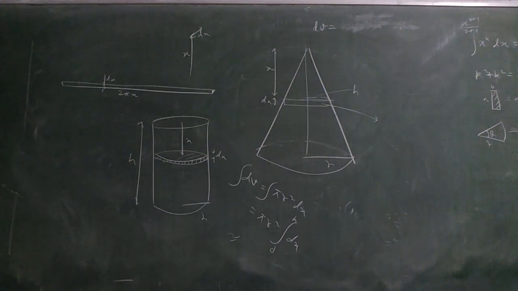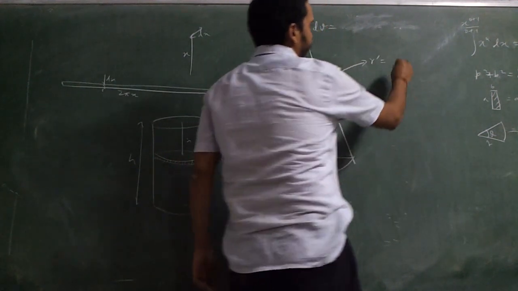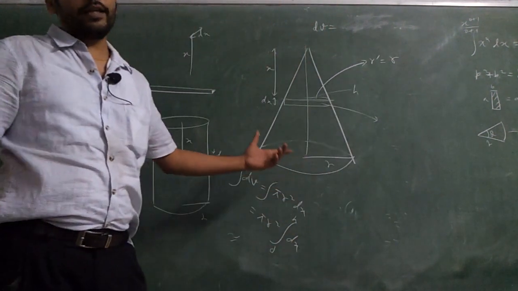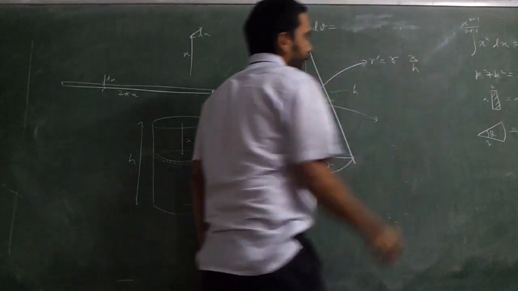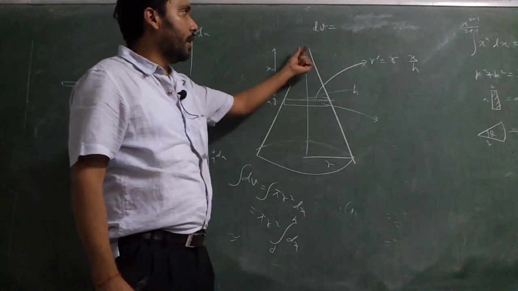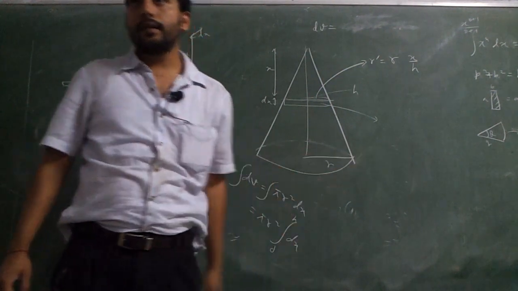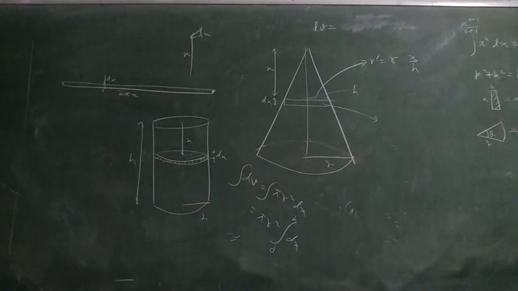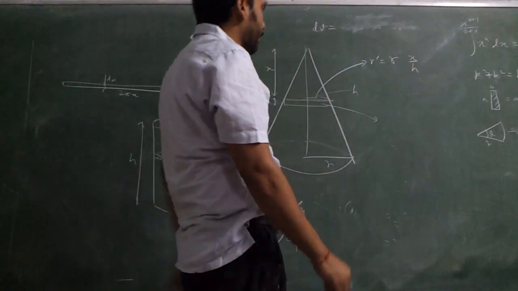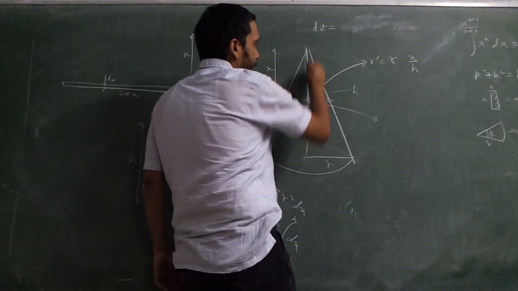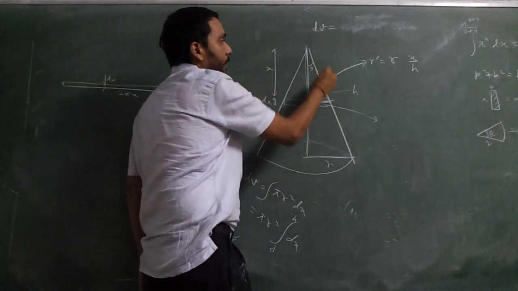Your r dash, this radius, would be what? It would be a ratio of the bigger radius, in the ratio of the heights. If your x is 0, r dash will be 0. If your x is h itself, r dash will be R itself, h by h. And it is in the same ratio. You can use similar triangles, this by this is equal to that by that, or you can use tan theta. Whatever you want to use, you can use.